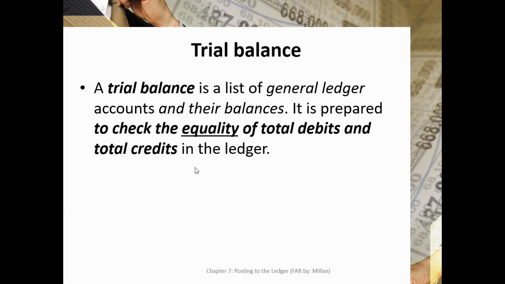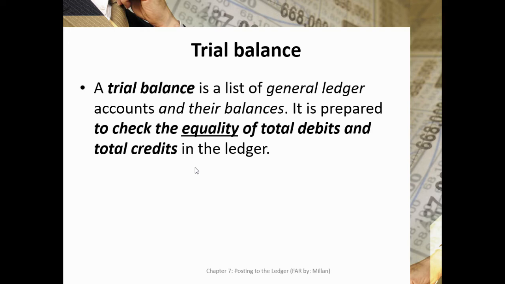Ganun lang siya kadali. Lahat ng in-entry mo sa journal entries, dapat may kanya-kanya siyang general ledger at ililipat mo lang siya. Kapag nagawa mo na siya, i-discuss ko naman ngayon yung fourth step, which is the preparation of an unadjusted trial balance. But let's discuss first the trial balance. A trial balance is a list of general ledger accounts and their balances. It is prepared to check the equality of total debits and total credits in the ledger.